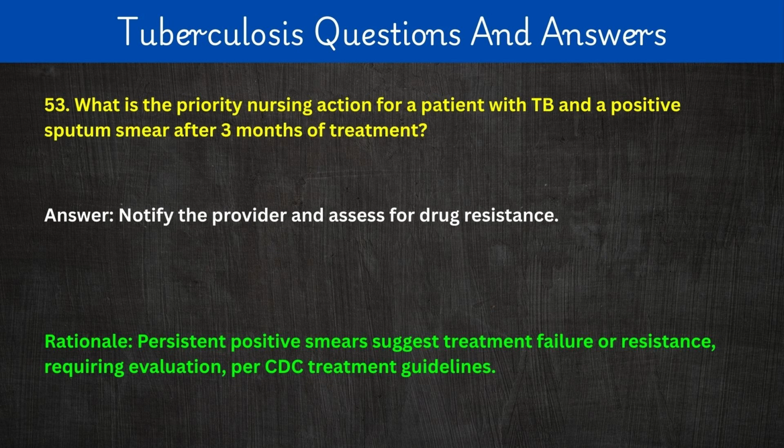53. What is the priority nursing action for a patient with TB and a positive sputum smear after 3 months of treatment? Answer: notify the provider and assess for drug resistance. Rationale: persistent positive smears suggest treatment failure or resistance, requiring evaluation, per CDC treatment guidelines.